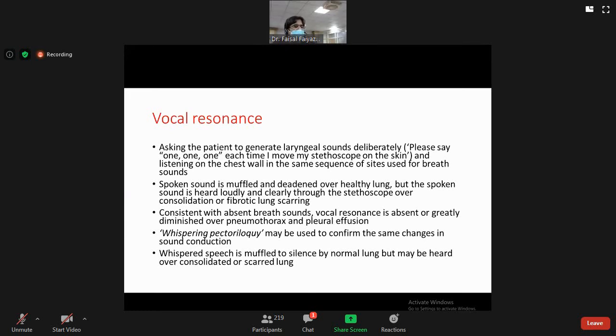So spoken sound is muffled and deadened over healthy lung, but the spoken sound is heard loudly and clearly through the stethoscope over consolidation or fibrotic lung scarring. Consistent with absent breath sounds, vocal resonance is absent or greatly diminished over pneumothorax and pleural effusion. There's another term, we call it whispering pectoriloquy. This may be used to confirm the same changes in sound conduction. Whispered speech is muffled to silence by normal lung. Okay? Whispering pectoriloquy: normal lung, muffled to silence, but may be heard over consolidated or scarred lung.